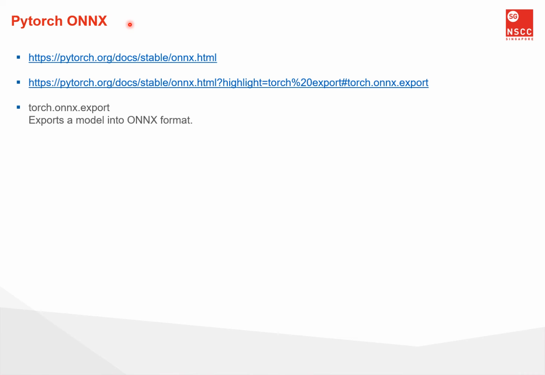So for PyTorch, it's slightly better. It doesn't require a third-party library because PyTorch actually supports ONNX internally. So all you need to do is to call the torch export function, and you will export the model into the ONNX format.